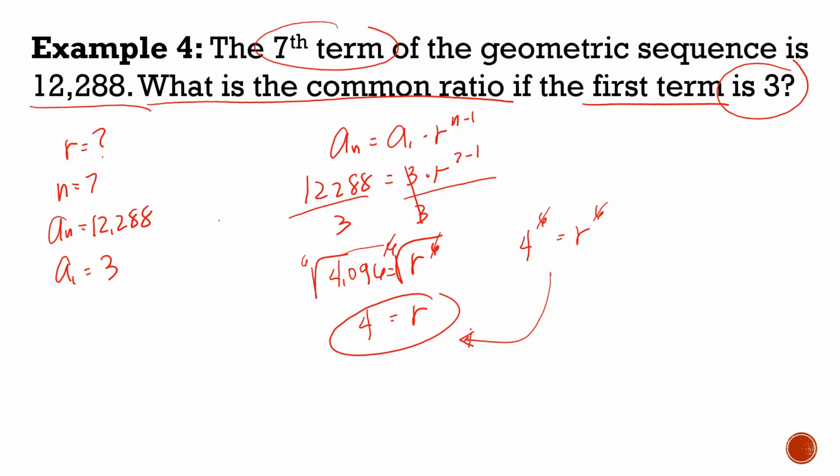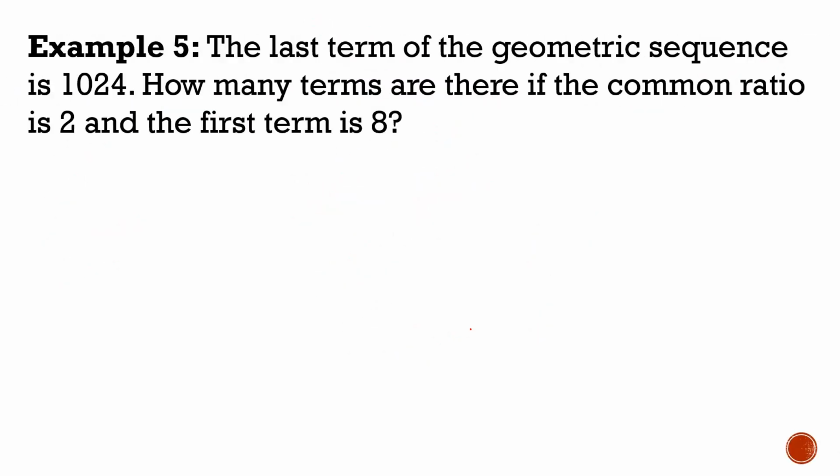Okay, let's go. I think this is the last example, and what's missing here is n. How many terms are there in this sequence? It says here that the last term of the geometric sequence is 1024. That's our an. When you see the phrase last term, that's your an, not only in geometric sequence but also in arithmetic sequence. How many terms are in the sequence? That means we're looking for n, and our r is equal to 2, and the first term is 8.